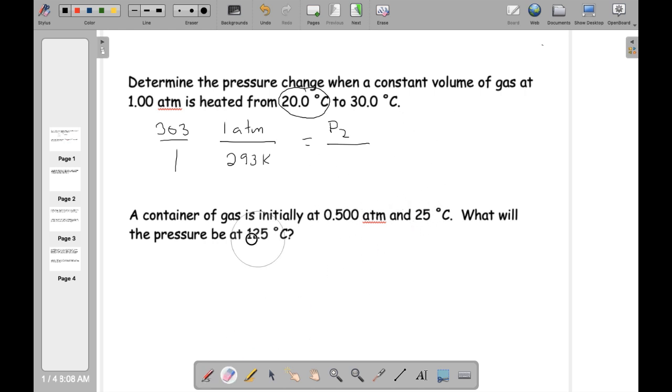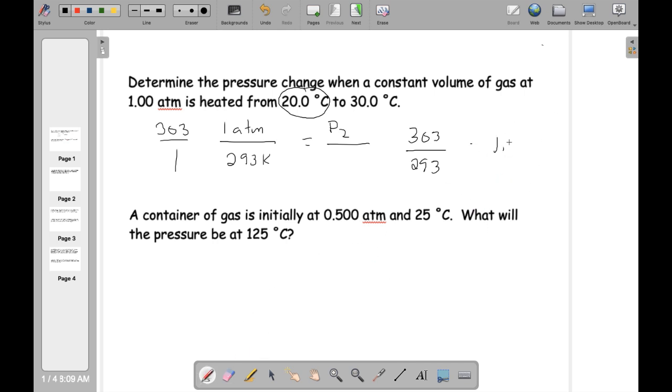I know you're thinking, well, that's just easy. I learned that in algebra. Why are you even going over that? Well, keep in mind that some people are not as good in math or they have forgotten those things. So there's no harm in going over something easy. 303 divided by 293, and my answer should be about 1.03 atmospheres.